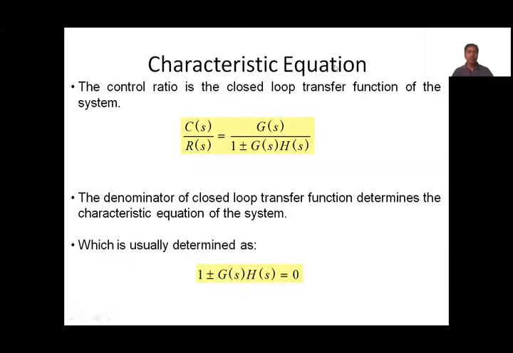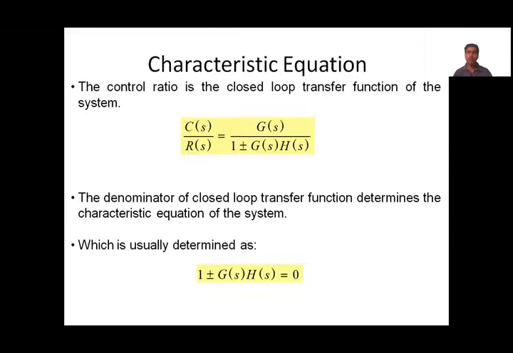let us see the characteristic equation of the feedback control system. We have already got the transfer function of the given feedback system, and it is in the form of C of S by R of S is equal to G of S by 1 plus or minus G of S into H of S. Here this is also called the control ratio. So it's simply nothing but the control ratio is the closed loop transfer function of the system. And here the denominator term 1 plus or minus G of S into H of S indicates the characteristic equation of the system.